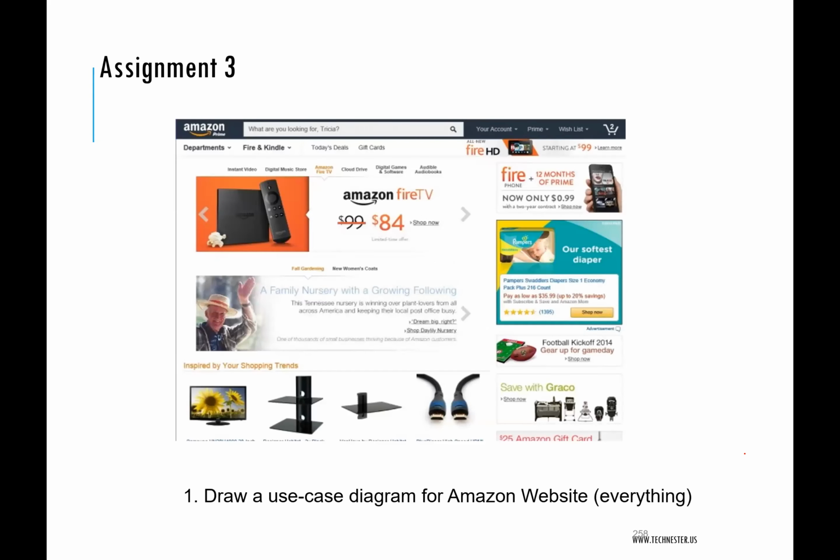So assignment 3. Assignment 3 is, you see the Amazon website. Draw a use case diagram for the Amazon website.